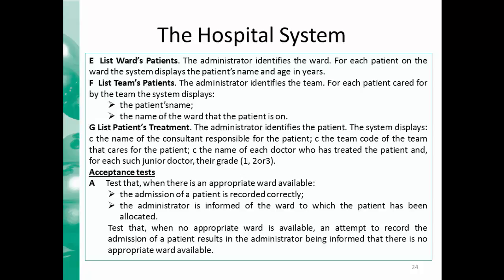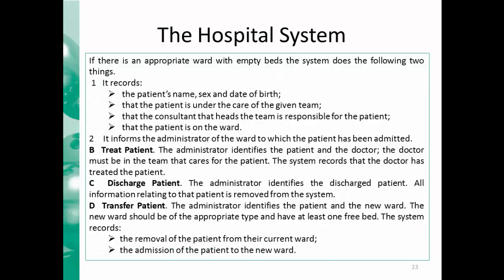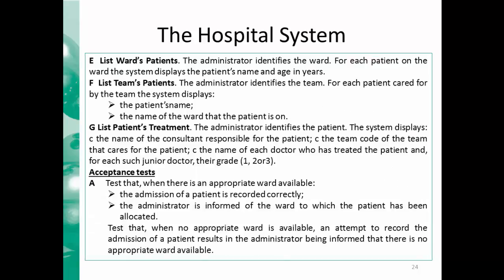So, for example, we label the use cases with A, B, C, D with the alphabet, and in the acceptance testing, you find that there is a list of acceptance tests for A, which is admit patient, B, which is treat patient, C, which is discharge patient, and so on. So now the acceptance tests for A. Test when there is no appropriate ward available. So we want to check if we cannot find the right ward for the patient, what are the possible tests to perform to ensure that the system will get this behavior correct. The admission of the patient is recorded correctly.